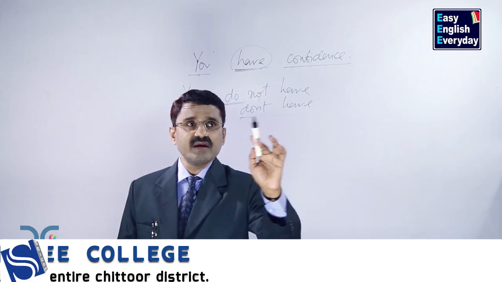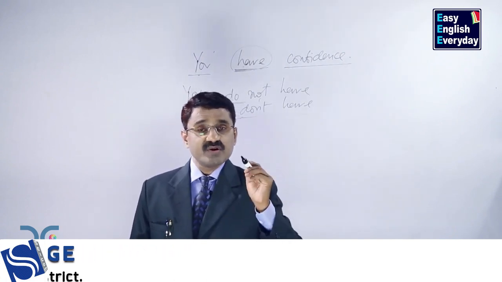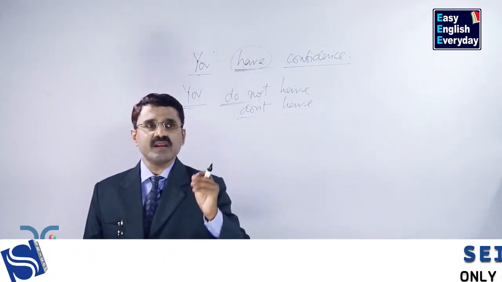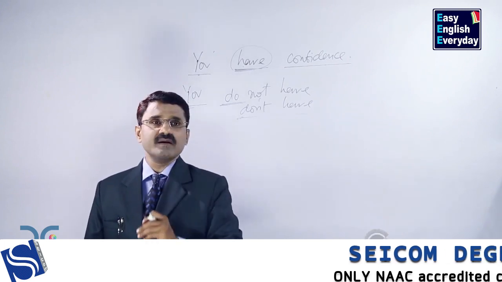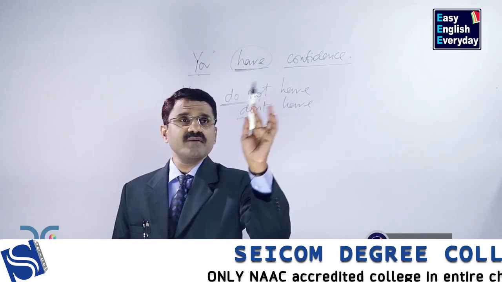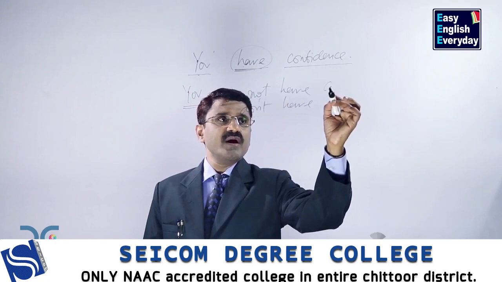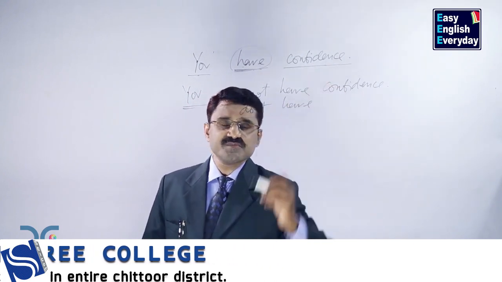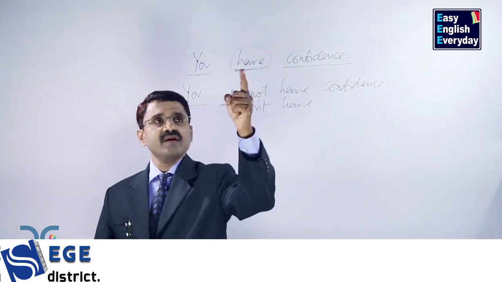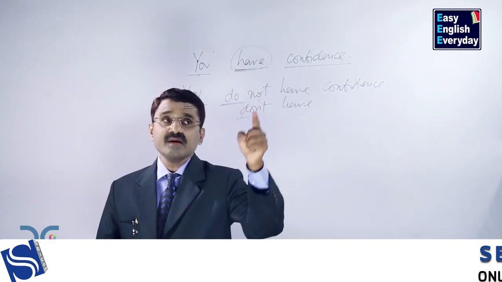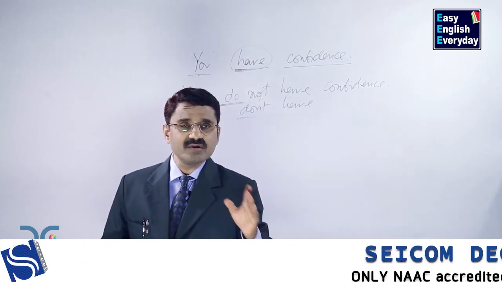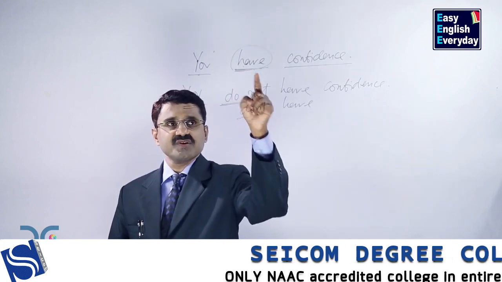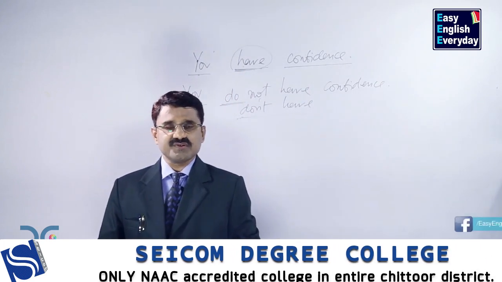Then you will never make mistakes, because repetition is very, very important in learning language. So: you have, you do not have. You have confidence, you do not have confidence. What is the difference between these two sentences? Here possession is there, here possession is not there. Presence of possession, absence of possession.